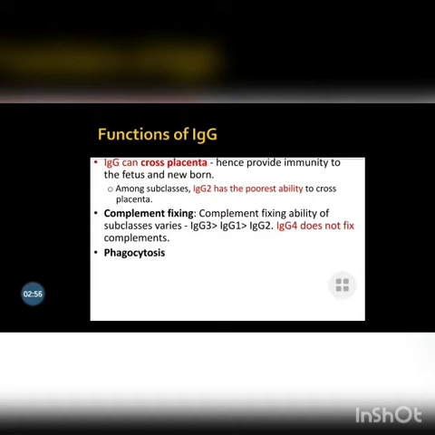But IgG is also known as the antibody which can cross the placenta, and hence it provides immunity to the fetus and the newborn. Among all the subclasses, IgG2 has the poorest ability to cross the placenta as compared to IgG1, 3 and 4.